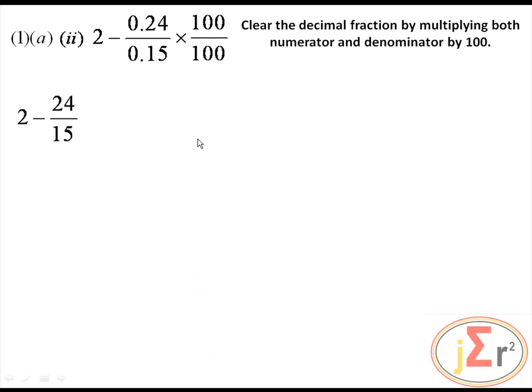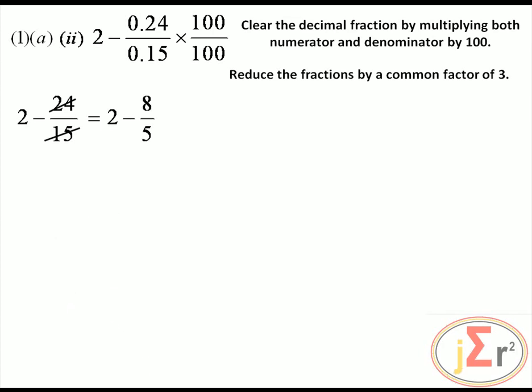So we now have 2 minus 24 over 15, and we then reduce the fraction by a common factor of 3. 3 into 24 is 8, and 3 into 15 is 5. So we have 2 minus 8 over 5. And of course, 8 over 5 is equal to 1.6. So we have 2 minus 1.6, and that is equal to 0.4.